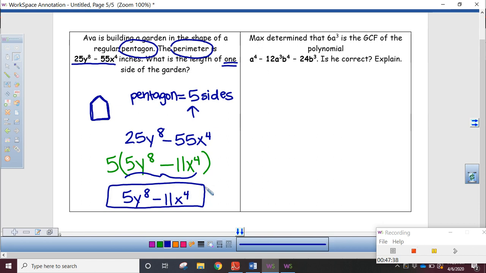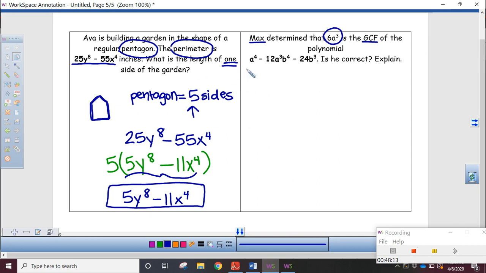Okay, last but not least, let's take a look at the last example. This example says, Max determined that 6a to the power of 3 is the GCF of the polynomial. Is he correct? And then we're going to explain. We are trying to see, is Max correct in determining that the GCF is 6a to the power of 3? Again, we're going to use the same steps that we've been using for the past examples.